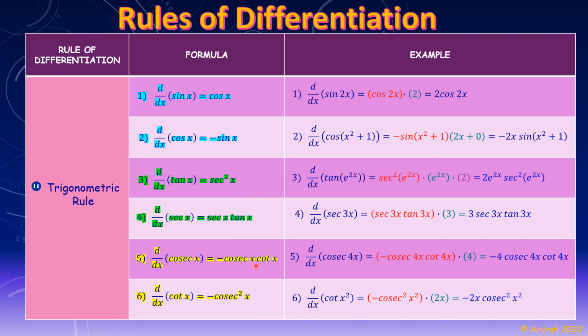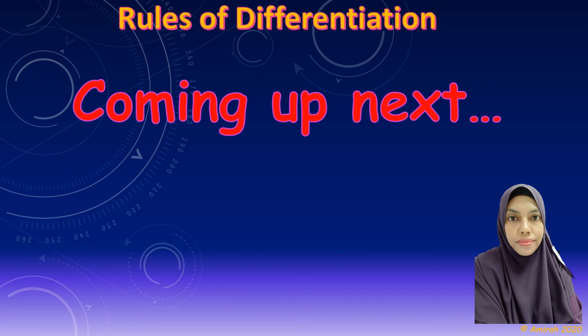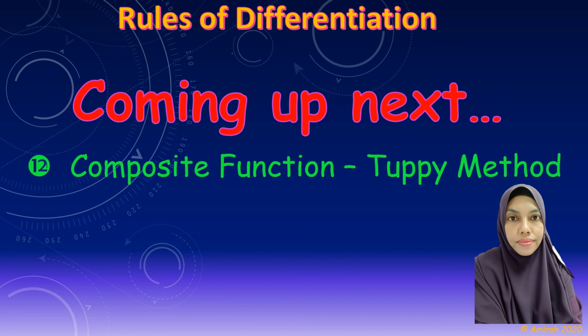Okay, got it? Coming up next, rule number 12, the last rule, composite function and introducing the tapi method.